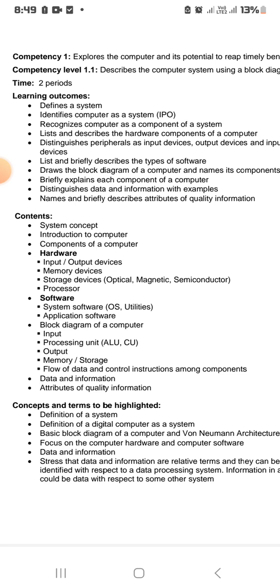So next example is joystick. This is also a pointing device used in computer games to move the cursor. To move the cursor, we use this pointing device. This is also a pointing device which is used in computer games to move the cursor.